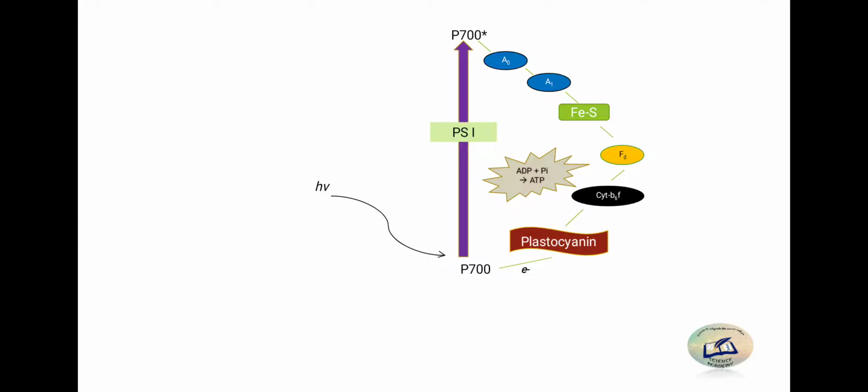So what happens? Now PS1 or P700 is our reaction center. When sunlight falls on it, all pigments are going to absorb the photons, as I have mentioned here, h nu.